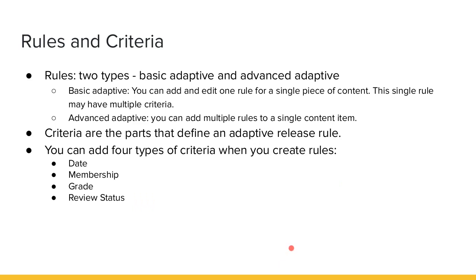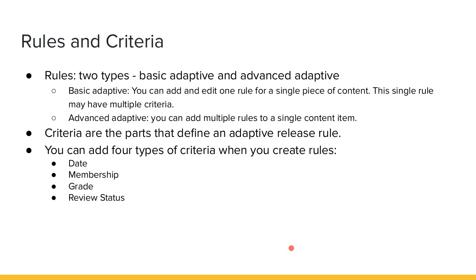Your basic adaptive is where you can add and edit one rule for a single piece of content. The single rule may have multiple criteria. And when you add adaptive release rules, what this means is the students have to complete a certain item in order to be able to view a certain set of content. So it gives you control over how fast or slow the students go.